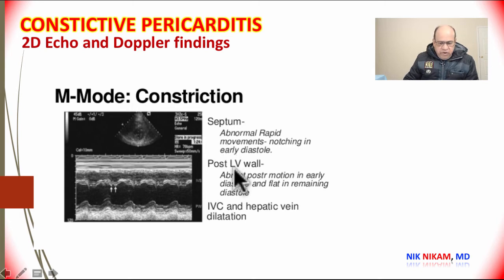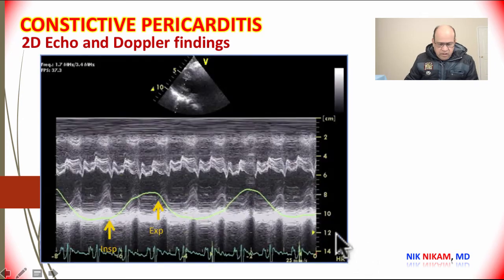On an M mode, we see a double notch in the septum, along with thickened pericardium beyond the posterior wall of the left ventricle, and there may also be associated increased size in the inferior vena cava and the hepatic veins. Again, we can see a double dip in the septal motion, along with increased thickness of the pericardium and respiratory changes in the septal motion.